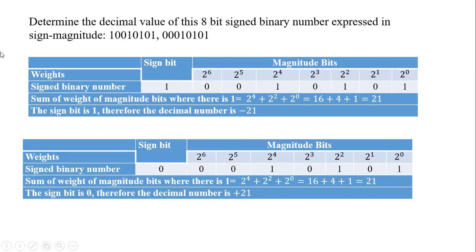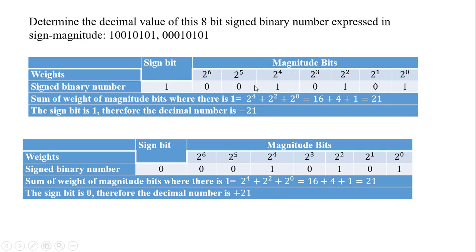Examples. Determine the decimal value of these 8-bit signed binary numbers expressed in sign magnitude. So these two numbers are given, expressed in sign magnitude form. Look at this number, the sign bit is 1, so this is a negative number, and the sign bit in this number is 0, so this is a positive number. These are the weights of the magnitude bits.